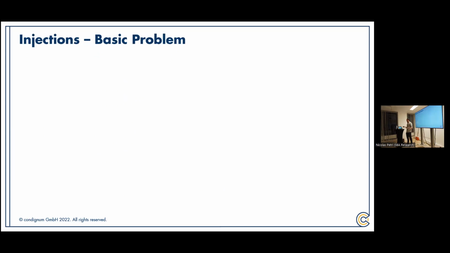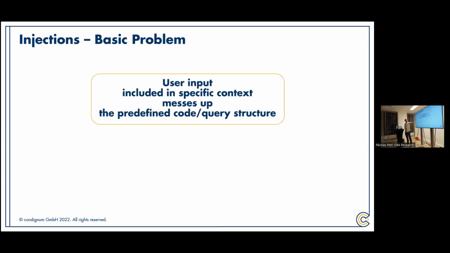What is the basic problem? Because if we want to tackle a problem like this, we have to deal with the basics. The basic problem is that the user input gets included in a specific context, which messes up the predefined code or query structure. This context can be something in the backend, like SQL or NoSQL, LDAP, XPath, or even OS commands. And let's try to never use OS commands in the applications. That would be the best, because a lot of things go wrong here.